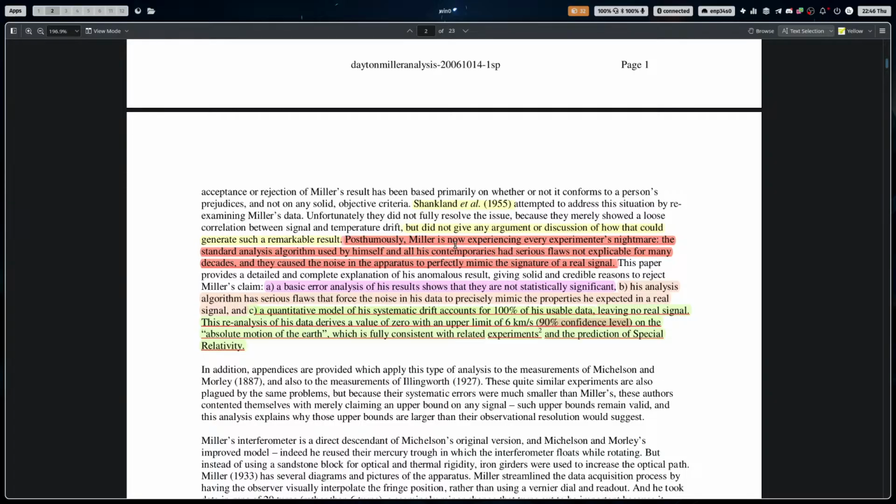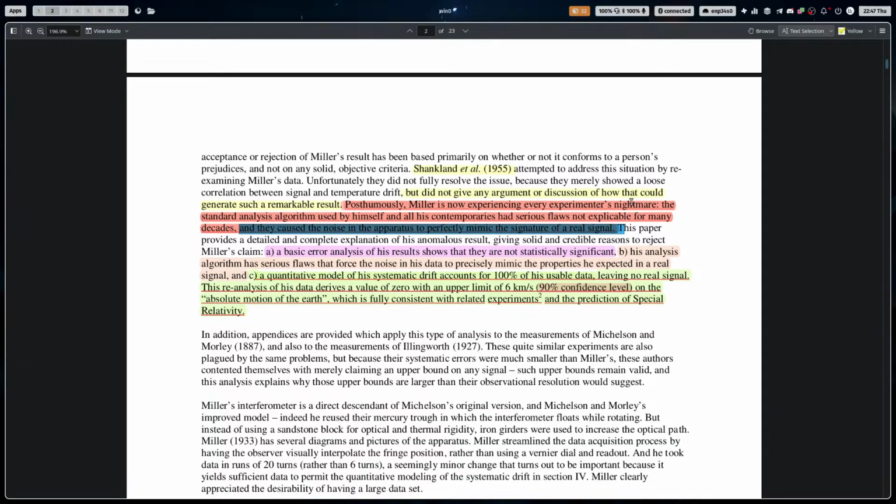So posthumously, Miller is now experiencing every experimenter's nightmare. The standard analysis algorithm used by himself and his contemporaries has a serious flaw, not explicable for many decades, and it caused the noise of the apparatus to perfectly mimic the real signature. What kind of assertion? Just think about this for a second. This man built multiple interferometers, not just one, right? He had multiple, some for control, some for different control, like temperature, different materials, etc. He keeps measuring sidereal fluctuations for 30 years. And this man says that the noise is perfectly mimicking a real signal.